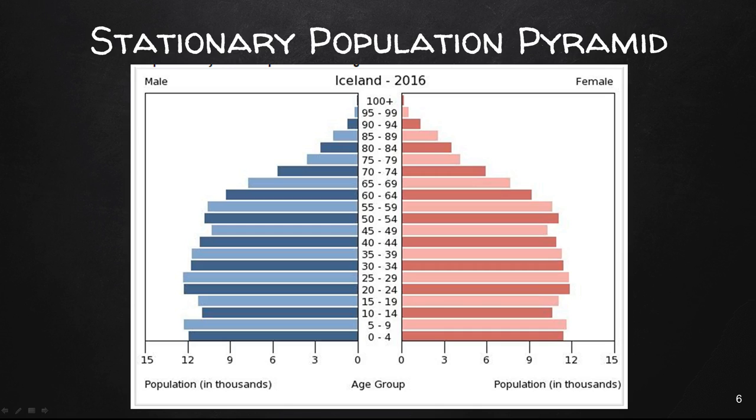etc. In these population pyramids, it's important to note the units expressed for population. In the Iceland population pyramid, the population is expressed in thousands, and for Afghanistan, it was expressed in millions. So be careful when you compare graphs that you're noting whether it's in thousands or in millions.